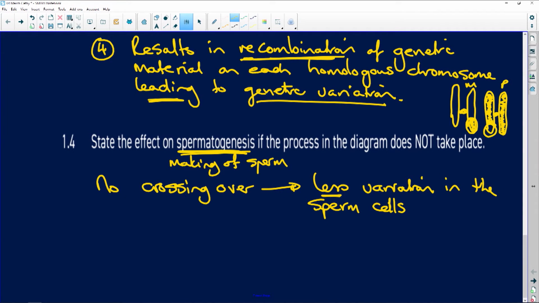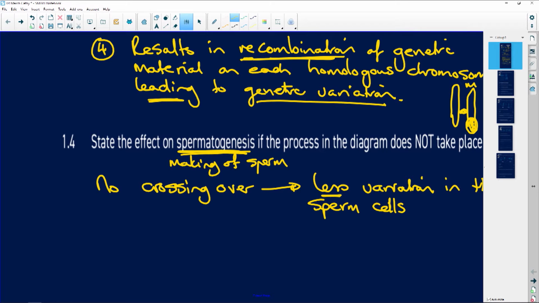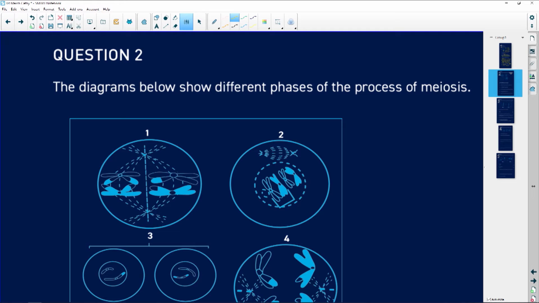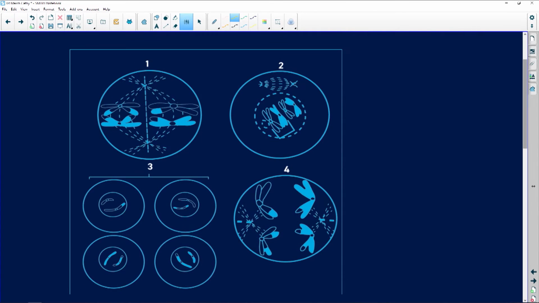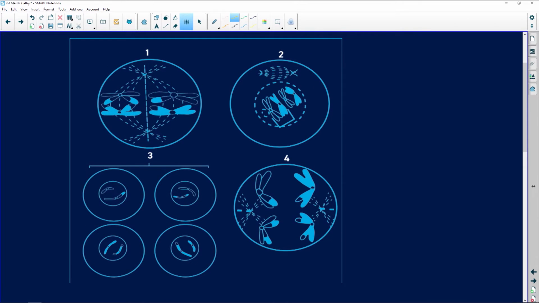Let's have a look at question 2. Okay, for question 2, the diagram below shows different phases of the process of meiosis. Well, they're all going to start like this anyway. So our different phases of meiosis, let's have a look. First thing we're going to do is look at our phases here. So let's try to identify them.